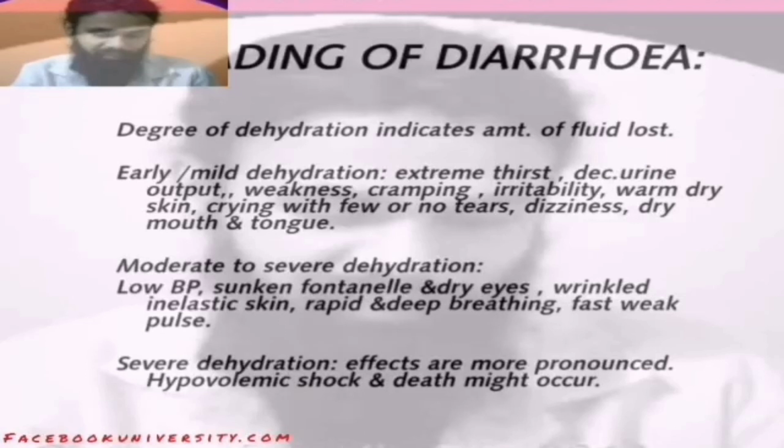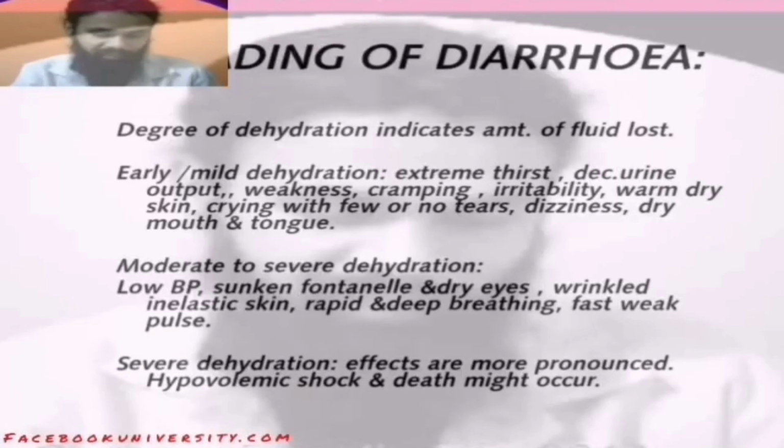Grading of diarrhea. The degree of dehydration indicates the amount of fluid loss. Early or mild dehydration: extreme thirst, decreased urine output, weakness, cramps, irritability, warm dry skin, crying with few or no tears, dizziness, dry mouth and tongue.